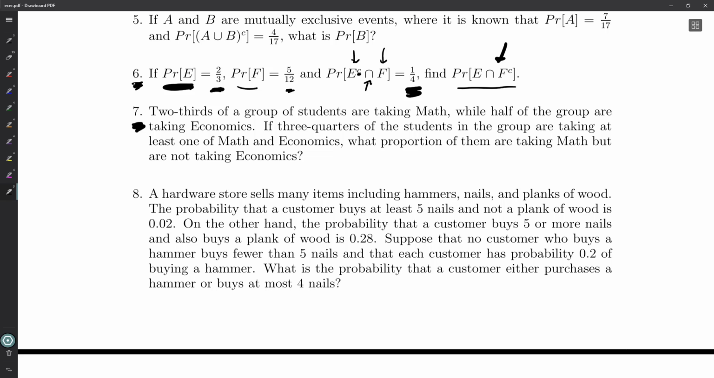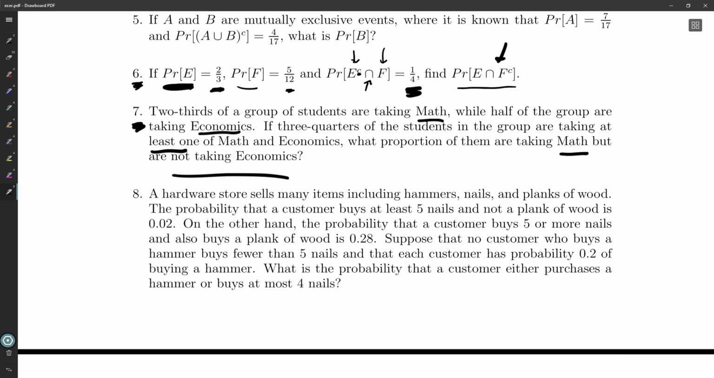Question 7. 2/3 of a group of students are taking math, while half of the group are taking economics. If 3/4 of the students in the group are taking at least one math and economics, what proportion of them are taking math but not taking economics?